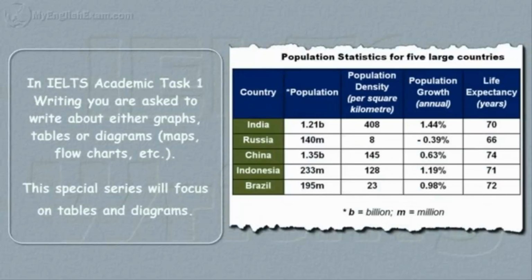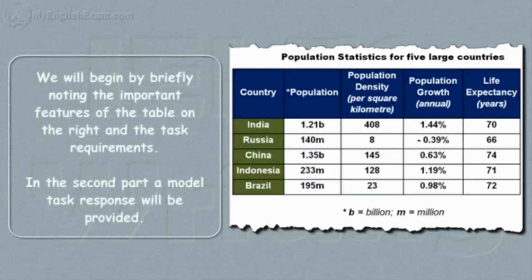In IELTS Academic Task 1 Writing, you are asked to write about either graphs, tables or diagrams, maps, flowcharts, etc. This special series will focus on tables and diagrams. We will begin by briefly noting the important features of the table on the right and the task requirements. In the second part, a model task response will be provided.